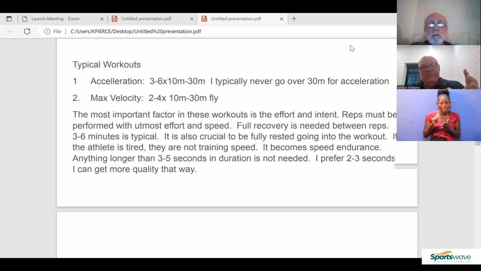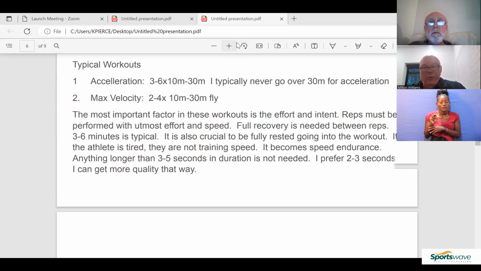So the way that quality is developed is absolute maximum velocity at whatever distance it needs to be, short. I said that I prefer 2 to 3 seconds. So 30 meters is about the most I do. That's about 3 seconds. You could go a little longer, 3 to 5. Sometimes I just like to go 10 meters. What is our absolute maximum?